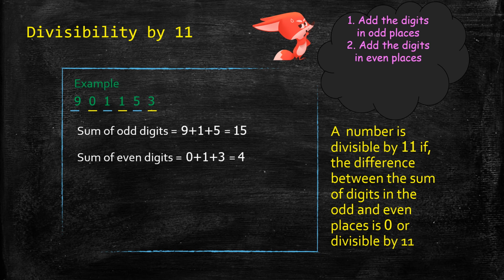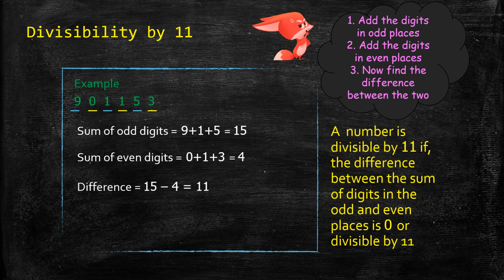Now what should we do, Foxy? Find the difference between the two. It is 11. Is 11 divisible by 11? Yes. So this number is divisible by 11. It's very easy, right? The rule as such, if you read it, it seems very difficult. But when you see with examples, it is very easy. If you still don't understand, please let me know in the comment section, okay?